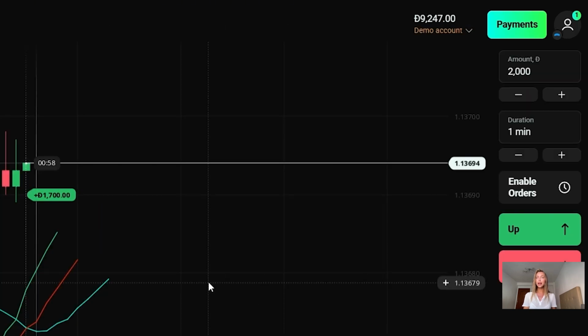So the upward movement happened and the trade closed in profit. My balance is $9,247. Let's sum up.